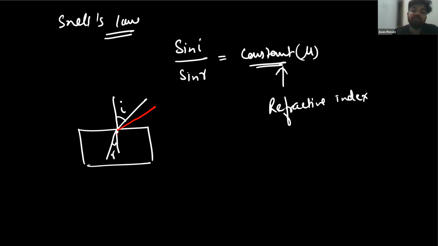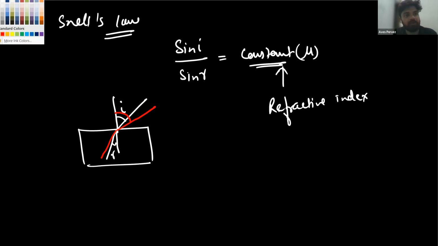This type of knowledge is very important to solve the MCQ, multiple choice question, and to get an estimation of the answers. Tell me, Abir, any idea? If I increase the value of I, will the value of R increase or decrease? It will also increase. The ray will bend, but the angle of refraction will also increase. Why? Let me explain it.